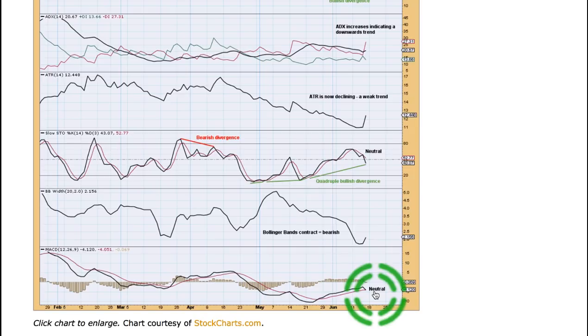MACD is not quite giving a crossover yet. The lines are sitting on each other, so I'm going to read that as neutral.